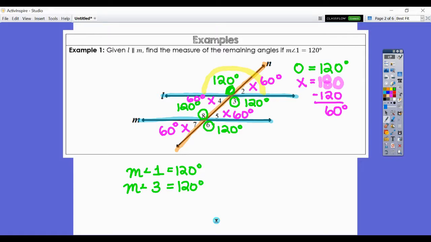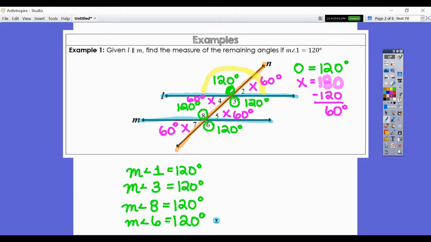Compared to 1, the measure of angle 8 is a corresponding angle that's in the same left side of that orange transversal, and in matching positions, the top left of the intersections both times. That's why that one's 120. And for 6, that's going to be compared to angle 1, alternate exterior, which we know are congruent.